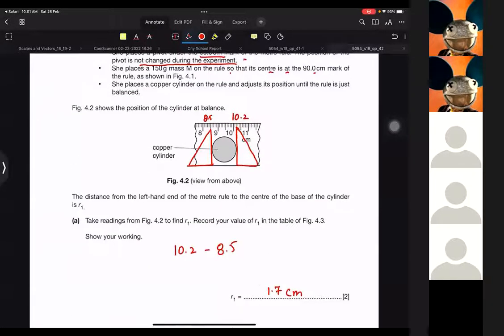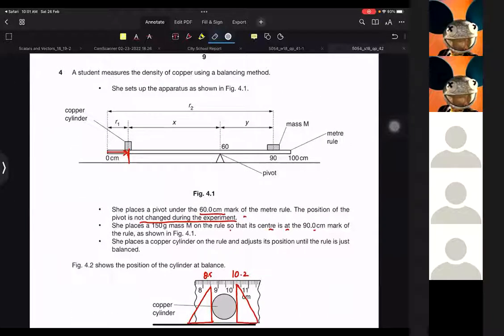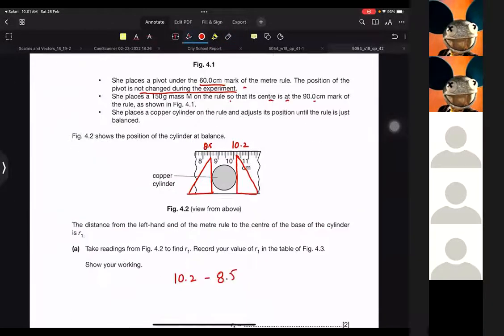Hold on a second. So this is not R1, I haven't found R1, I found the difference, sorry. So I have to find the center, because they say R1 is still the center. I'm sorry, so we have to do that.